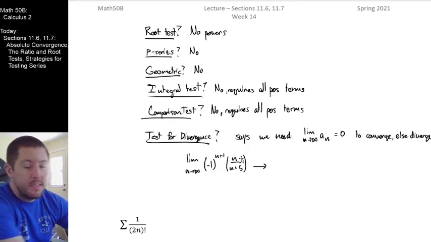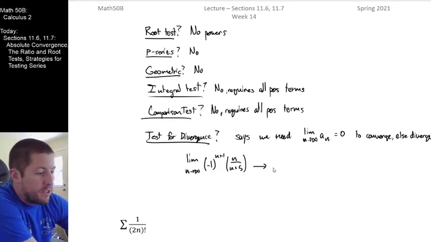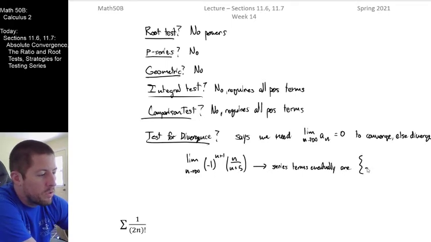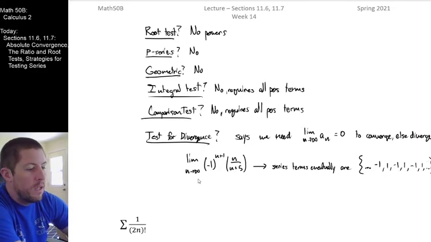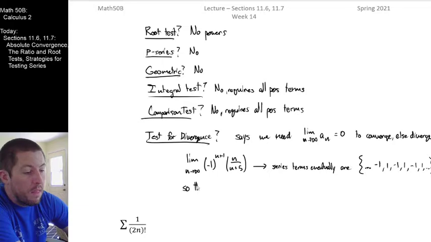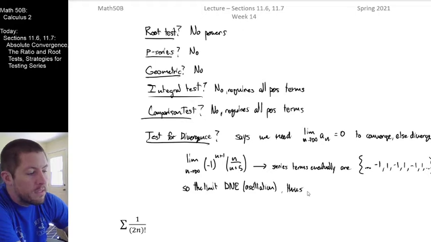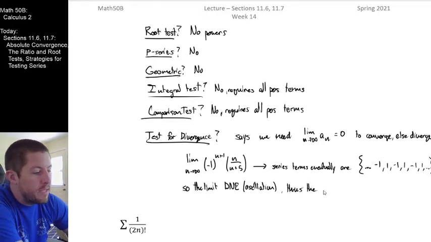That positive negative business that we've got going on out there means that our series eventually looks like negative 1, positive 1, negative 1, positive 1, negative 1, positive 1. So the limit does not exist by oscillation. Thus, the series diverges by the divergence test.